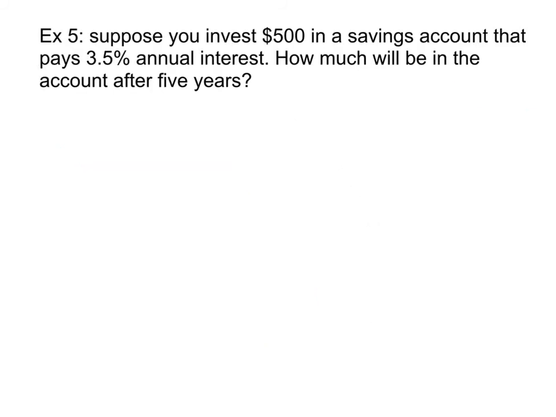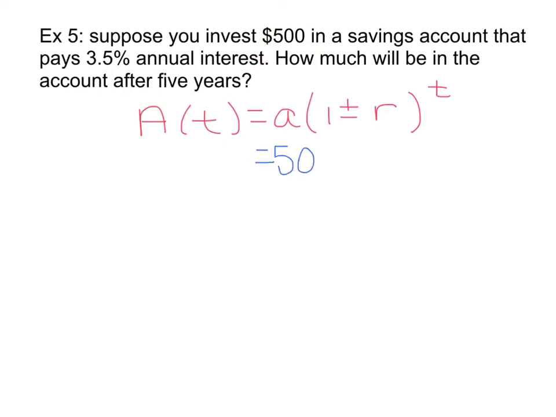Let's use that equation that we had from the last slide to help us solve this problem. It says, suppose you invest $500 in a savings account that pays 3.5% annual interest. How much will be in the account after 5 years? So I'm going to write down the equation from the other page, A of t equals little a times the quantity 1 plus or minus r to the t power. First of all, what do we know? We know that we invest $500. Since that's how much money we start with, that is going to go in for a.